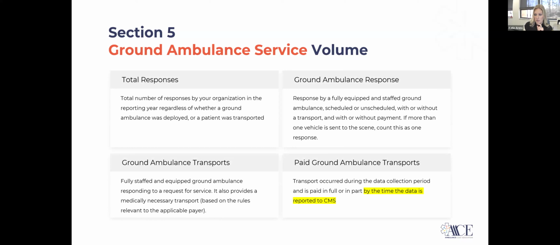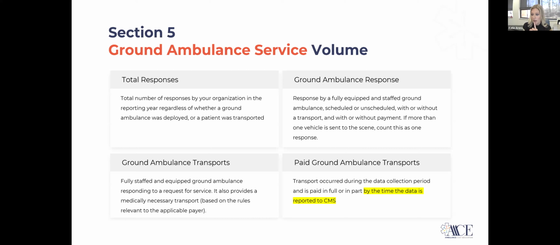So the first is total responses. So total number of responses by your organization in the reporting year, regardless of whether a ground ambulance was deployed or a patient was transported. So this is, you received a request for service and you sent either a fire, say you're a fire service, so you send a fire truck, right? Or maybe you send a first response vehicle, or you also send an ambulance, okay? In that scenario, you send a fire truck, first response vehicle, and an ambulance. That's going to count as one total response, okay?